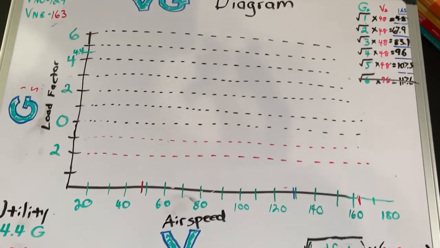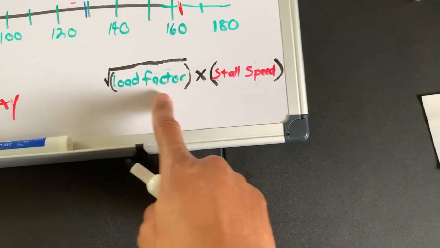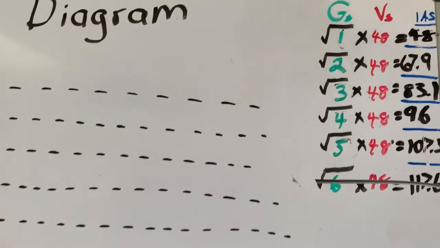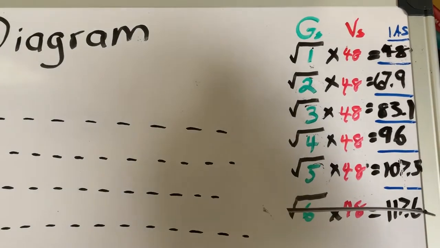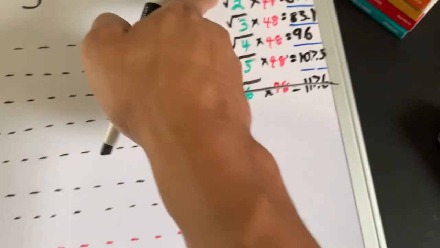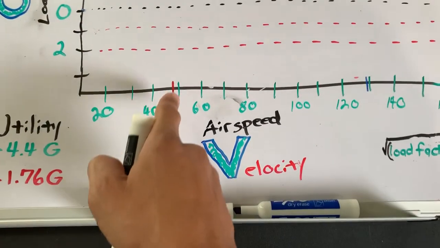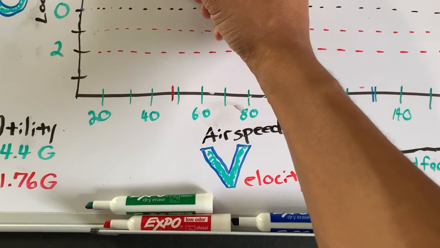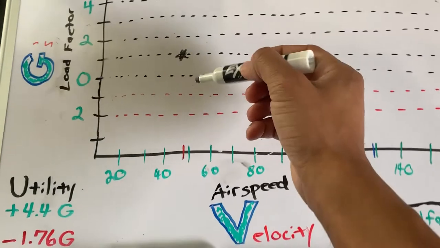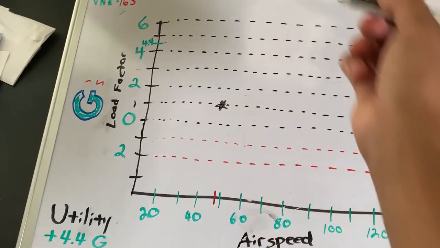I did some calculations ahead of time, but this is the equation you're going to want to know for your VG diagram. You need your load factors times the stall speed, and that's how you get all these points on here. I've already done the calculations right here. The square root of 1 times the 48 stall speed is 48. So we find the G of 1, we go 48, we go up to 1, and we make a little mark right there. Sorry, trying to aim my phone. So there's your 48, at 1 G. Here's 1, 2, 3, 4, and so on.